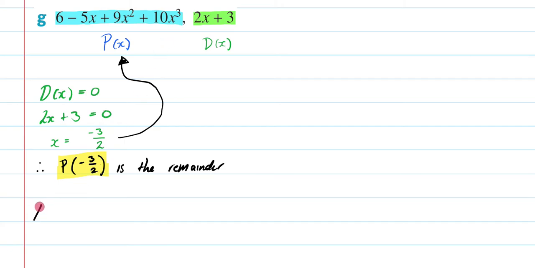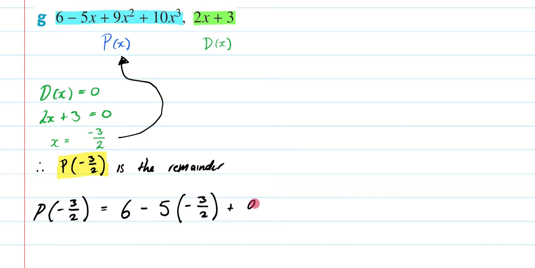So p of negative 3 on 2 is going to be equal to, every time I see an x, I'm going to put negative 3 on 2. So it's going to be 6 minus 5 times negative 3 on 2, plus 9 times negative 3 on 2 squared, plus 10 times negative 3 on 2 cubed.